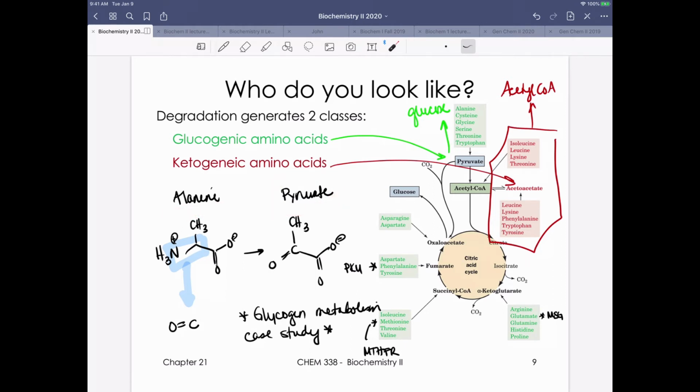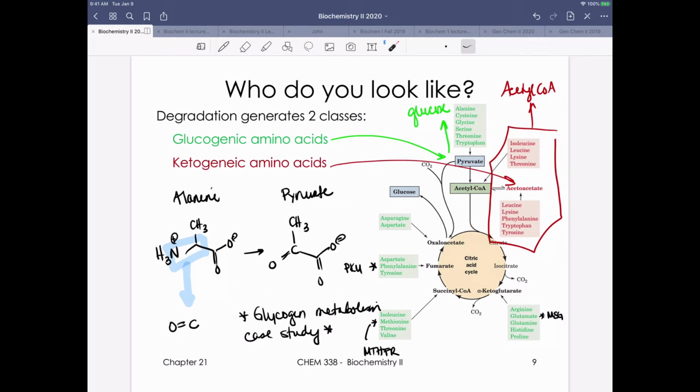So again, we've got a lot of these that live on the right side of the citric acid cycle that are related to acetyl-CoA, and then ones that live in the later part of the citric acid cycle are glucogenic. I should say you don't need to know which ones are which, but it is not coincidental that these occur in the first part of the citric acid cycle here.